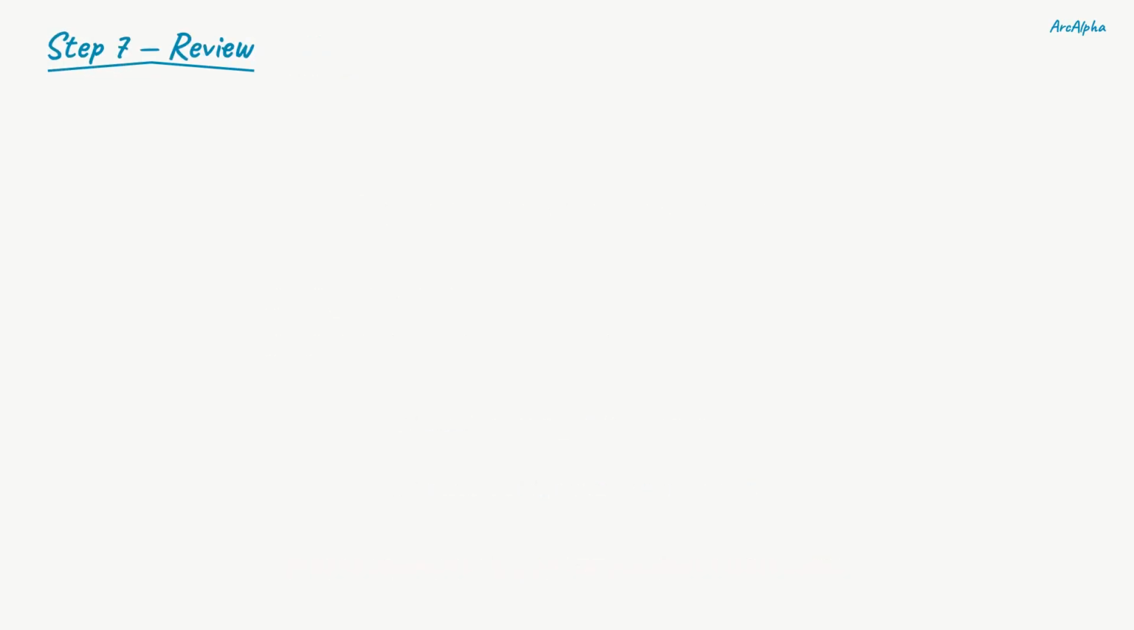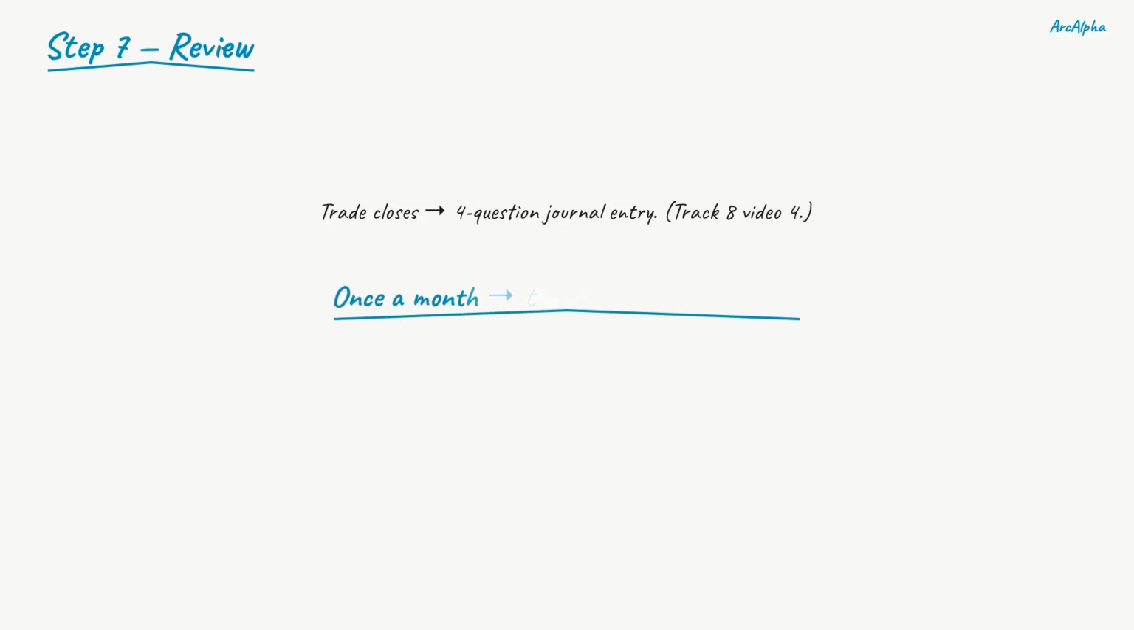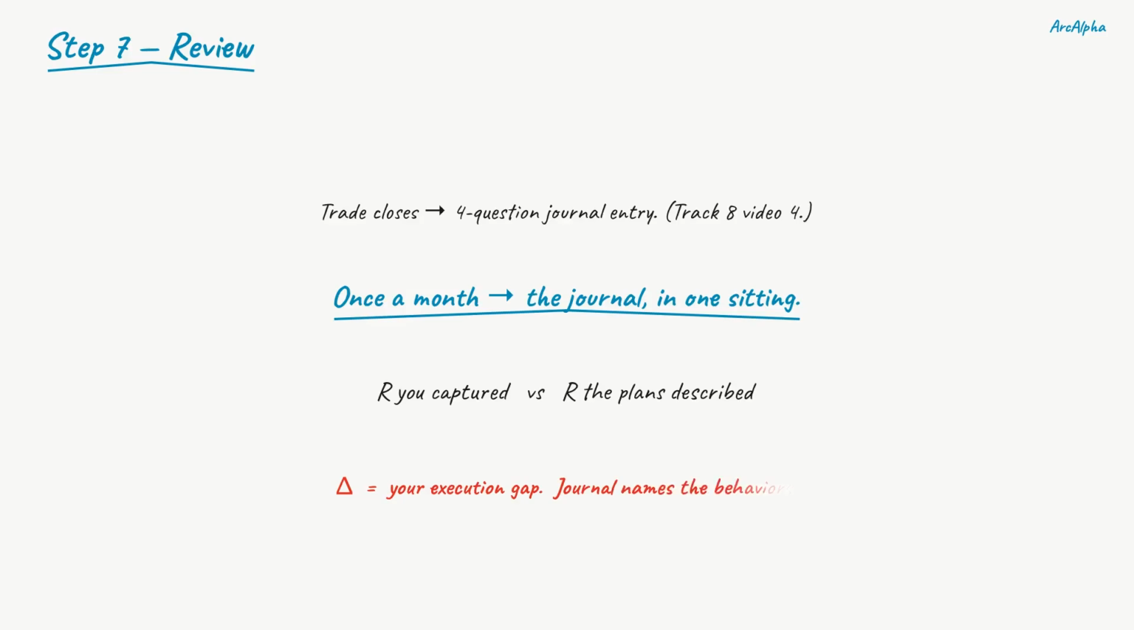Step 7, review. After the trade closes, log it in your journal, the 4 questions from track 8 video 4. And once a month, open the alert outcomes page on the platform. Compare your average R across the alerts you took to the platform's average R across the same alerts. The difference is your execution gap. The journal entries from the same period name the behaviors that produced it. That is how the loop closes. Alert, read, size, compose, submit, monitor, review, repeat.